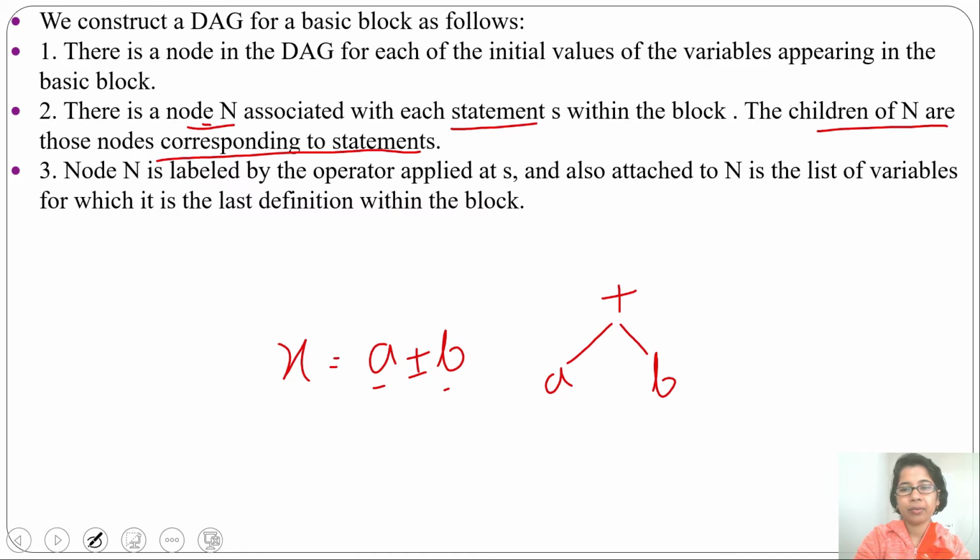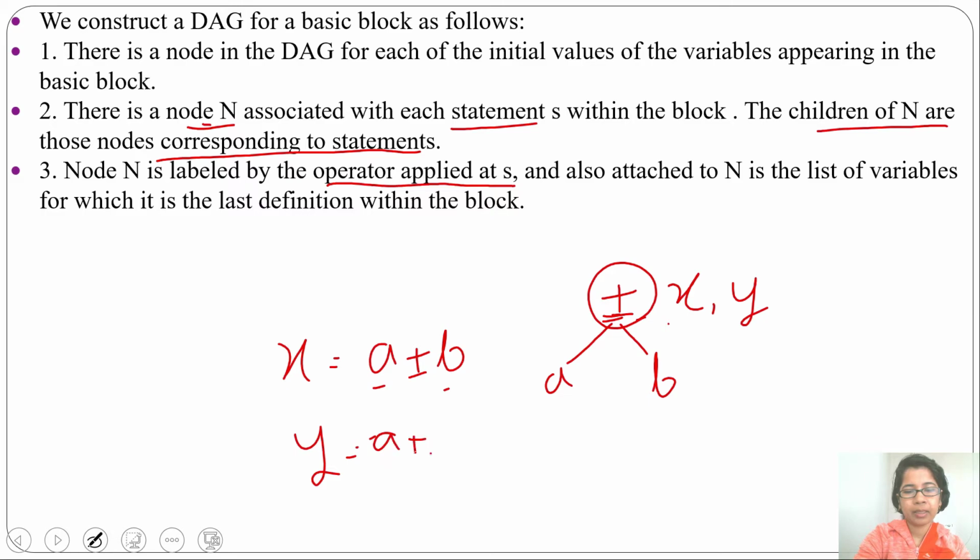Next, the label of the node will be the operator applied at s. Here the operator is plus, so the label of the node will be plus. We can also attach some definitions, so here we can write x. x is the definition for plus. There can be more than one definition for a single node. We can assign more than one variable as a definition. For plus, we can write x, and we can write y. Suppose y is also a + b, then you can write this plus as x, y also.